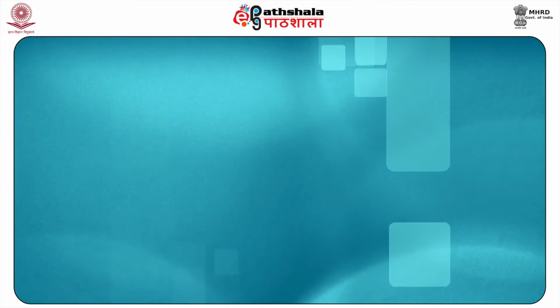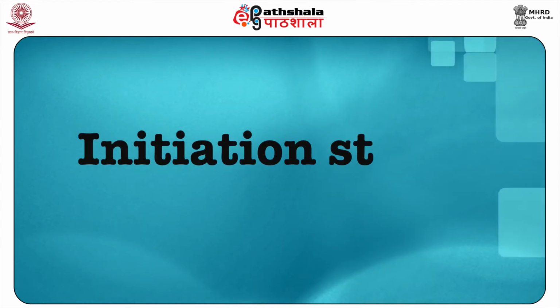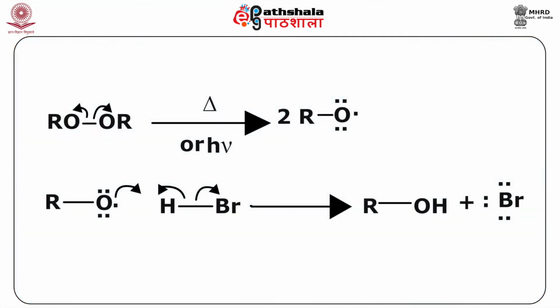The anti-Markovnikov regiochemistry is achieved from the addition of bromine radical to the less substituted carbon atom of the alkene due to steric reasons. As a result, the more substituted radical is formed as an intermediate. The mechanism involves the following steps. First, the initiation step. Here, a radical is formed by the homolytic cleavage of the oxygen bond, leading to the formation of two radical species.